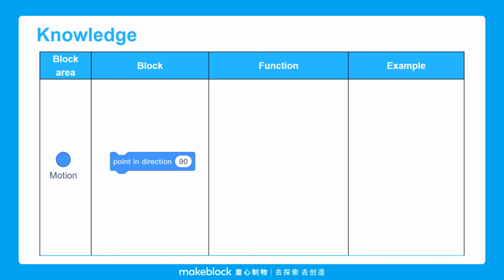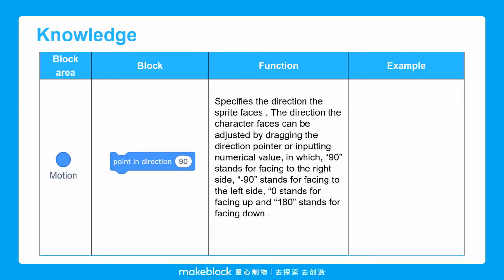The next question we need to answer is, how do we make the little moth face different directions? For this, we need to use a new motion block called point in direction. The function of the point in direction block is to specify the direction that the sprite faces. The direction can be adjusted by clicking in the block and dragging the direction pointer.